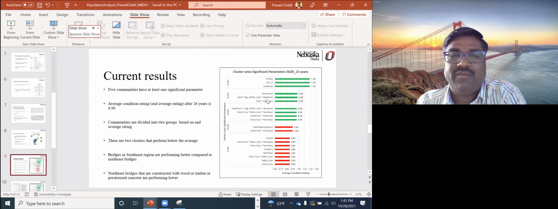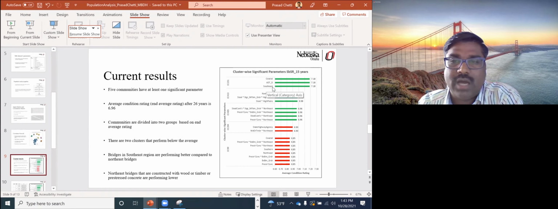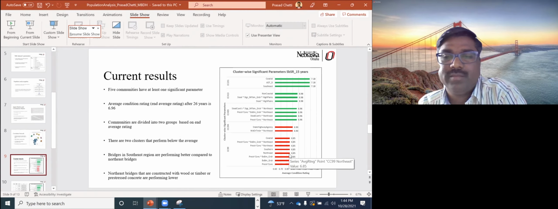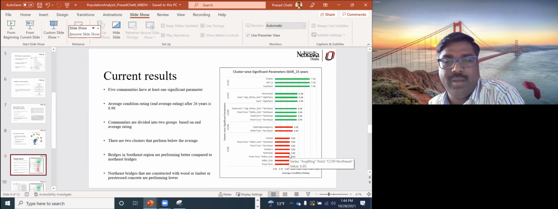Some findings are like this. For example, bridges in the Southeast region, after 26 years, are at a condition rating of 7.18. All the bridges started with a rating of 9, and their condition rating after 26 years is 7.18. Whereas, as you see at the bottom, the Northeast bridges have a condition rating of 6.85, and the Southern region condition rating is also 6.85. So if you generally compare these high rating bridges with the low rating bridges, we find that climatic region is playing a major role.